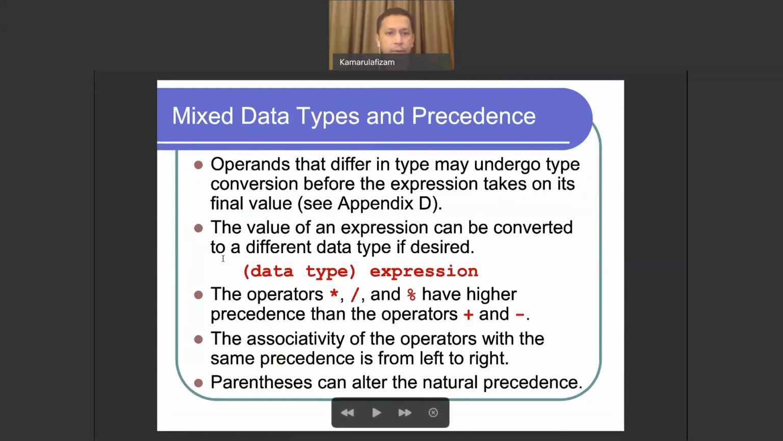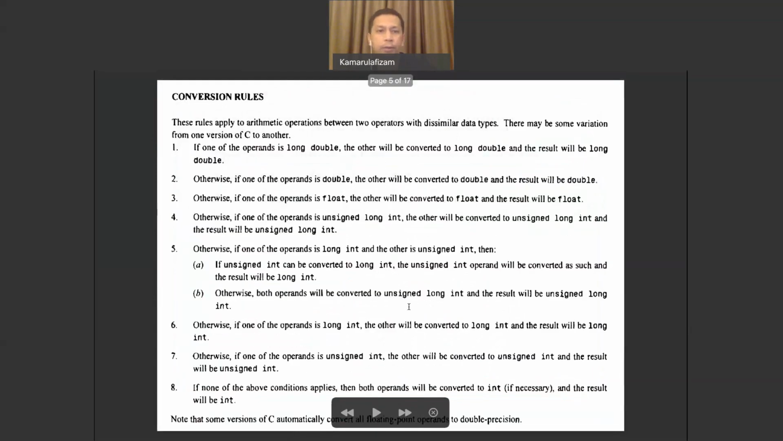But the third point, the operators multiplication, division, and integer division remainder, they have higher precedence than the operators plus and minus. So if you see in one equation with all of these things, you should prioritize the arithmetic operation that involves multiplication, division, and remainder. You can read through this.